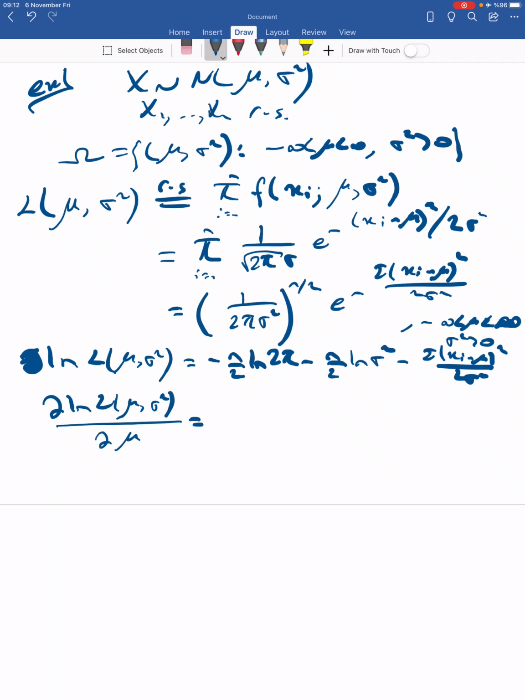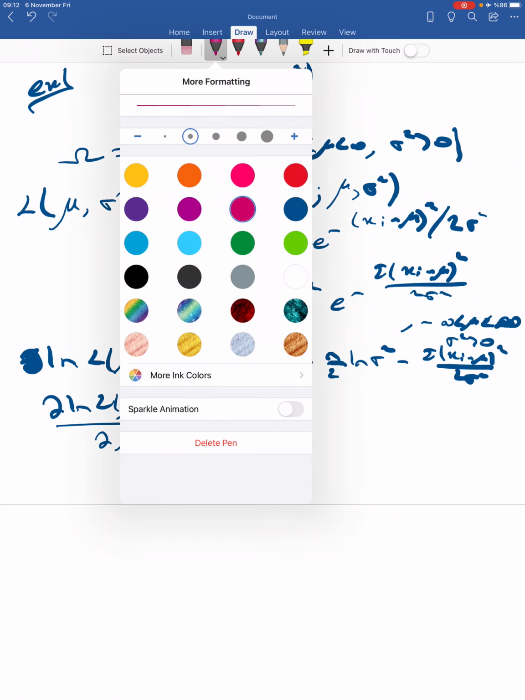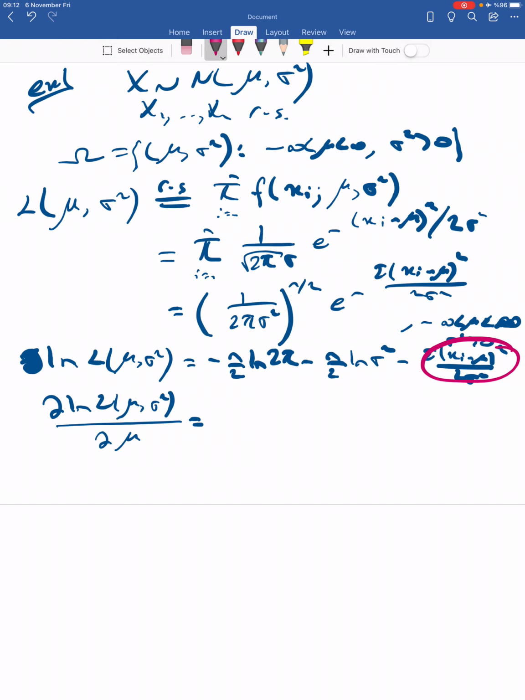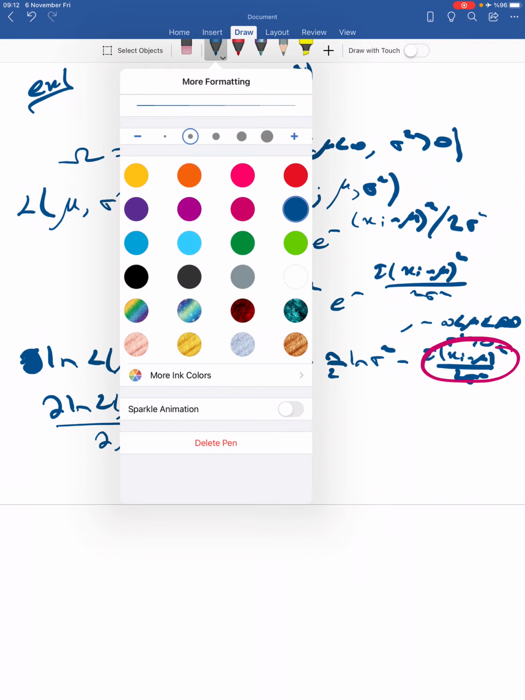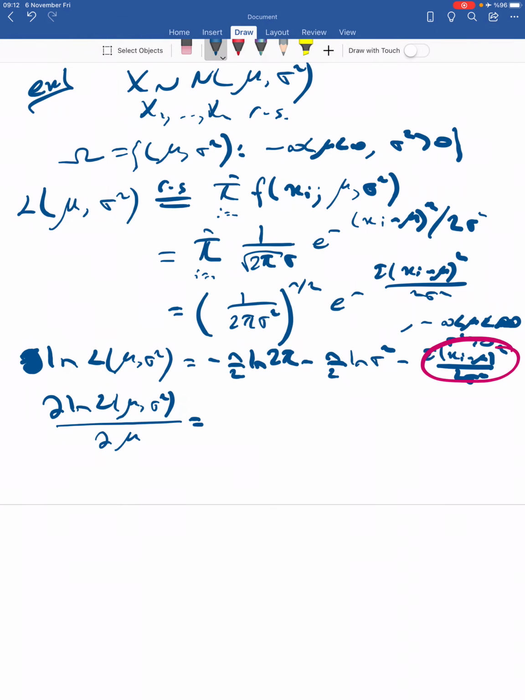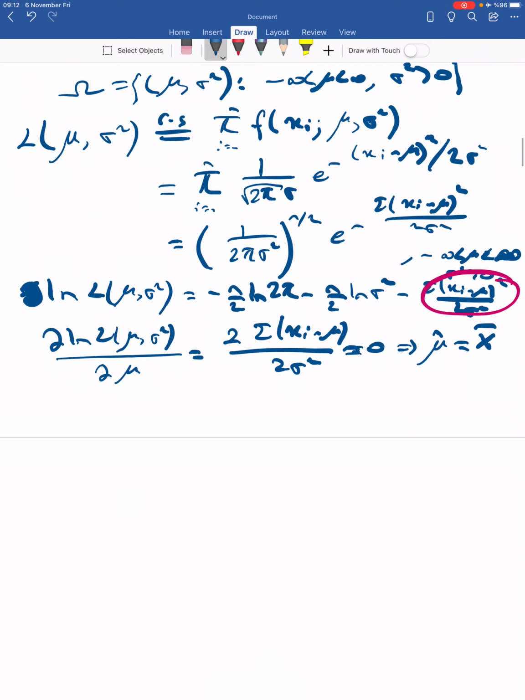Okay, so now take the derivative of the log likelihood function with respect to mu. In the second part we have only the mu term. Get the derivative of that. So we have the minus sign coming from here, so we have 2 summation (xi minus mu) over 2 sigma square, equated to 0. So here we can directly get the closed form solution for mu. We don't need the second equation and we don't need to solve a system of equations.